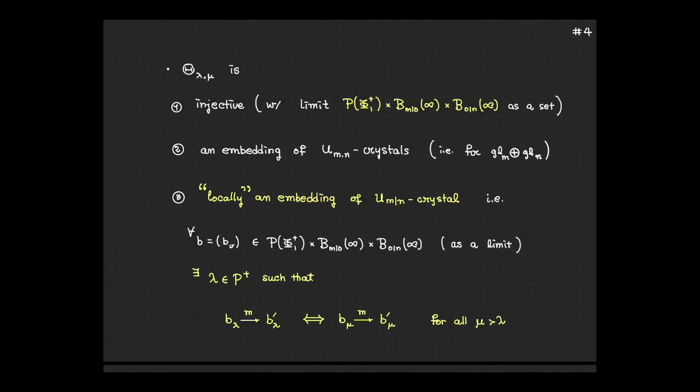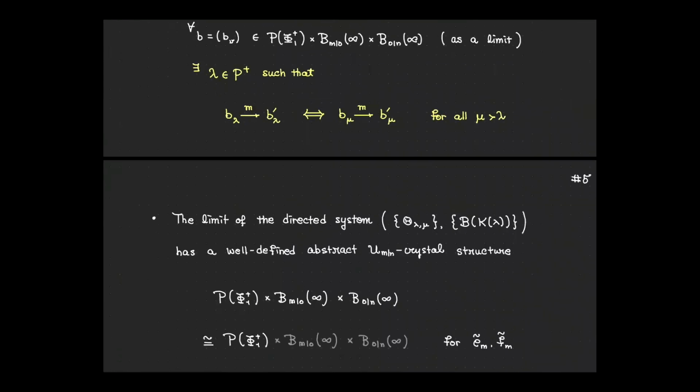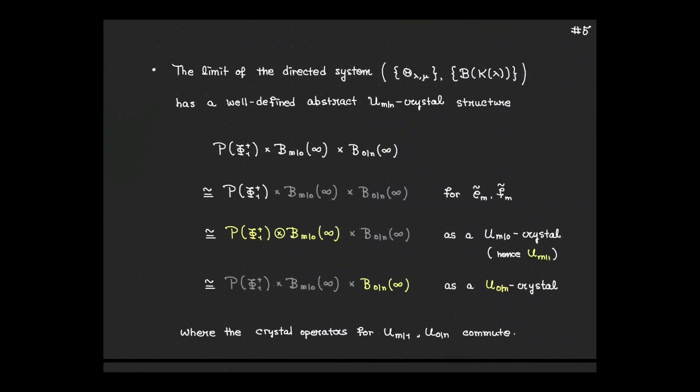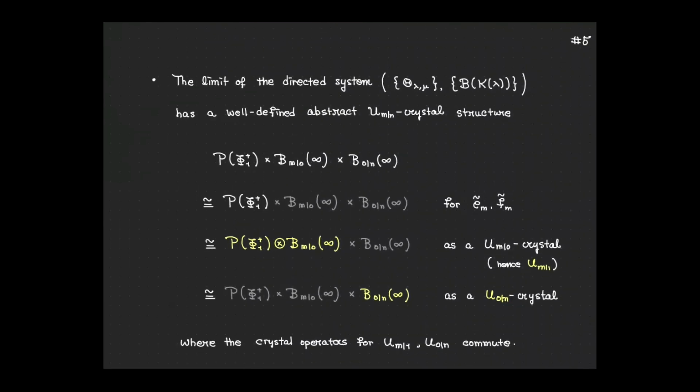Yeah. So the factor 3 enables us to say that the directed system, the limit has a well-defined GLMN crystal structure. Not only the crystal over GLM plus GLN. So we have a well-defined abstract UMN crystal structure on this set.